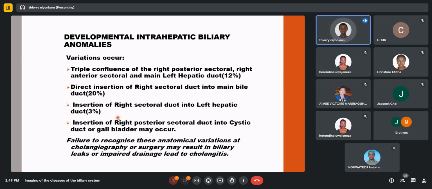We have indirect insertion of the right sectoral duct, which goes directly into the main bile duct. And there is a variant of the insertion of the right sectoral duct, which will enter into the left hepatic duct, which happens in 3% of the population. And also there is the right posterior sectoral duct, which meets the cystic duct or gallbladder neck. With these variants, it is important to recognize them, as radiologists while reporting, and as surgeons. If they fail to recognize these variants, they may result in biliary leaks or impaired drainage, which will lead to cholangitis in post-operative patients.